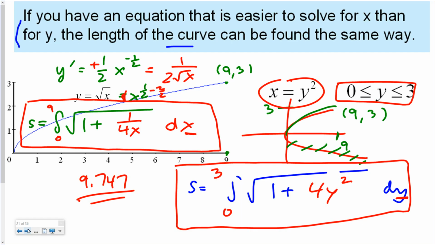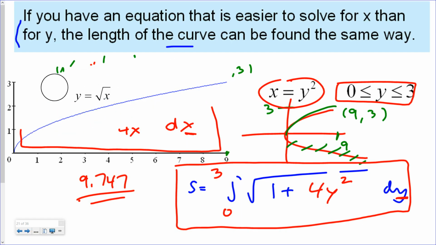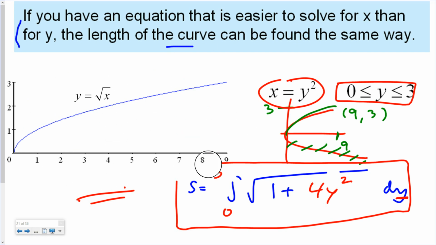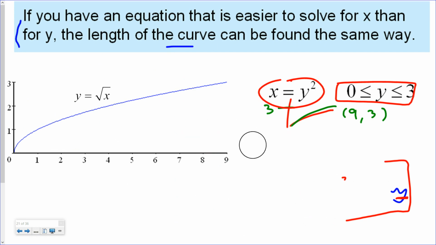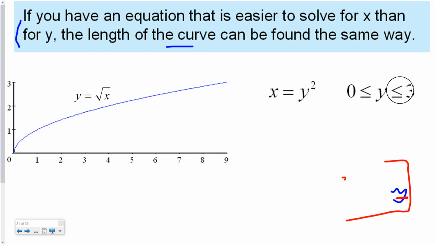Okay, so what I want to do is do an example problem with you. I'm going to do one with y equals square root of x, and the other with x equals y squared. And I want to show you you'll get the same answer no matter what, no matter which formula you use, and how to use either one of them.